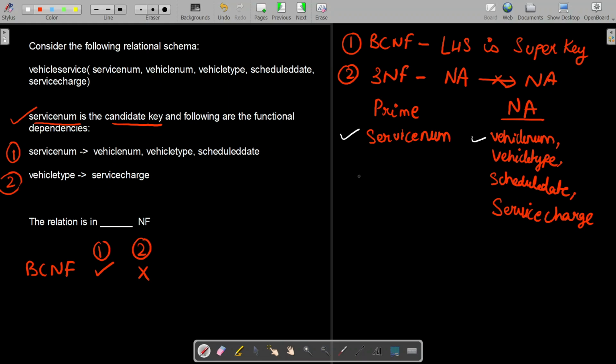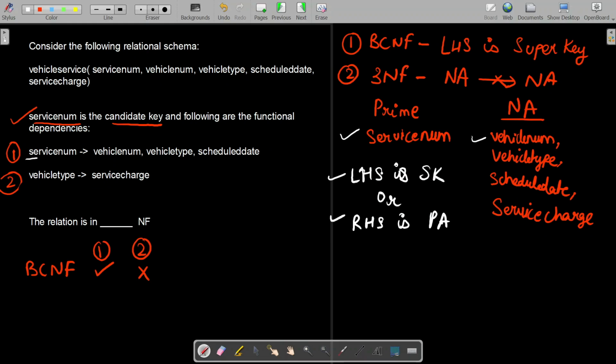Now for checking 3NF, we need to also check that if LHS is a super key or RHS is prime attribute. Now if any of these conditions satisfies, then that means our relation is in 3NF. So let's check for both the functional dependencies if these are in 3NF or not.